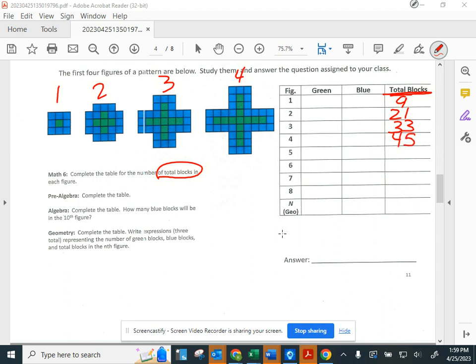So how did I find the pattern? How did I go from 9 to 21, 21 to 33, 33 to 45? I am increasing by the same number every time. Figure out what we're increasing by and do that to complete our total blocks. What are we increasing by when we go from the first figure to the second, second to the third, third to the fourth? It is the same amount we are adding each time. So continue that pattern on.